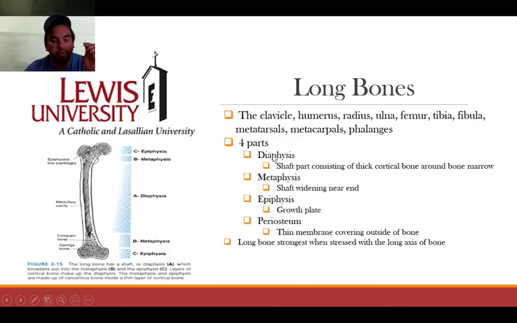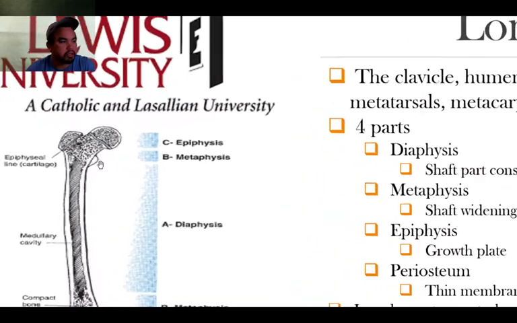There are 4 parts within these bones. It's called the diaphysis, which is here, this middle piece. The shaft contains the thick cortical bone around bone marrow. The metaphysis, sorry, is the shaft widening near the end of the bone. So you've got a little bit here, and a little bit down here, right where it starts to widen up. You have the epiphysis, which is the growth plate. Let me see if I can do this here. All right, cool, that works.